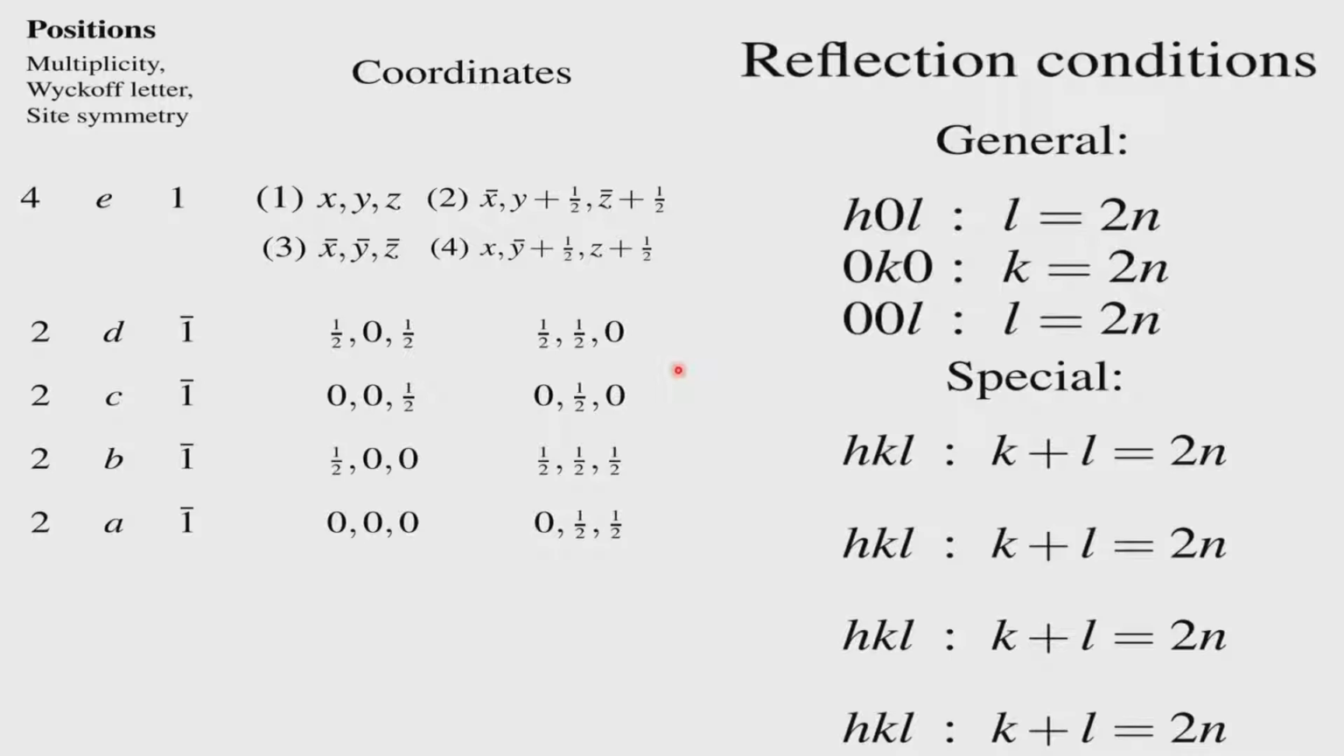Now, what happened to the logic we defined here? The logic we defined was that if there is no translational component, there is no systematic absence. Then how did this fellow come up? This fellow again came up because of the C centering.